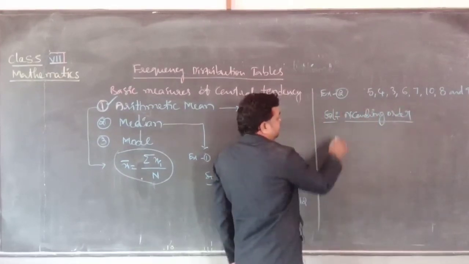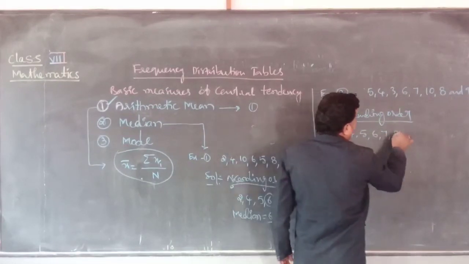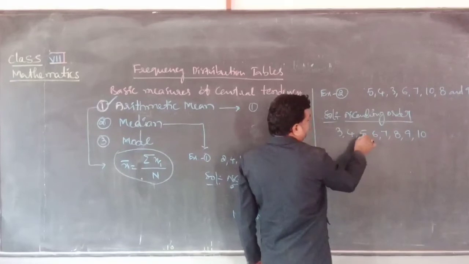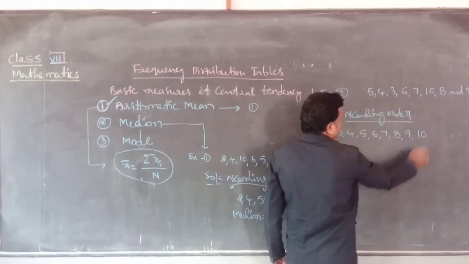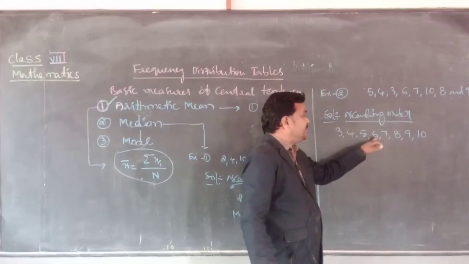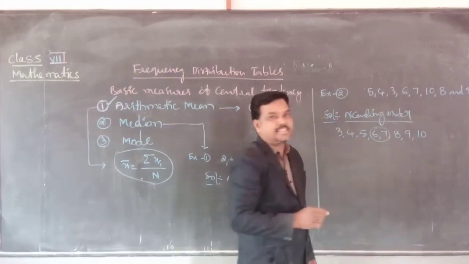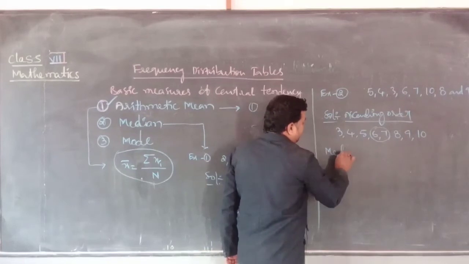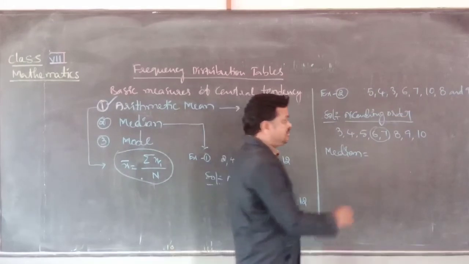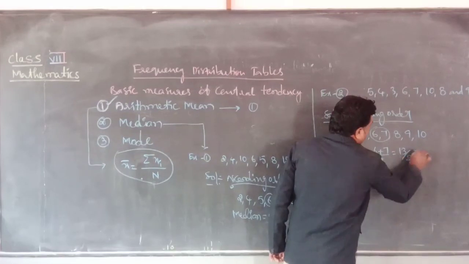The smallest observation is 3, then 4, 5, 6, 7, 8, 9 and 10, which are positions 1, 2, 3, 4, 5, 6, 7, 8. 8 is an even number, so the median will be the arithmetic mean of the 2 middle values. Here the 2 middle values are 6 and 7. So the median is equal to the arithmetic mean of the 2 middle values, that is (6 + 7)/2 = 13/2, that is 6.5.